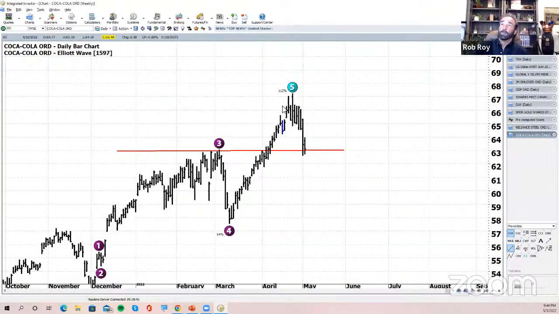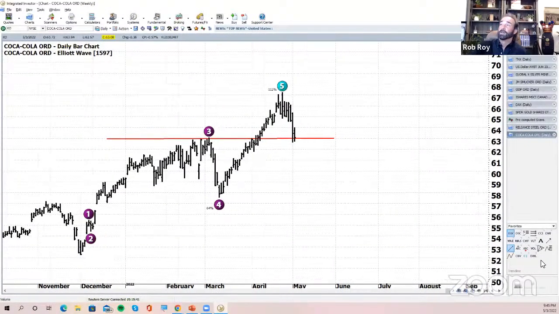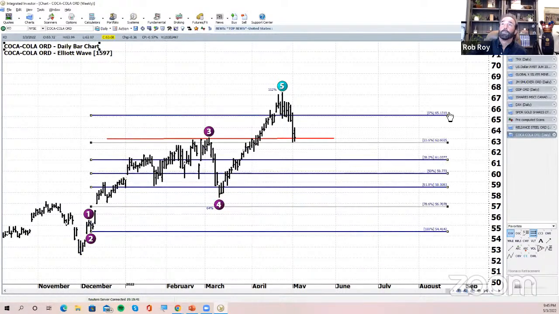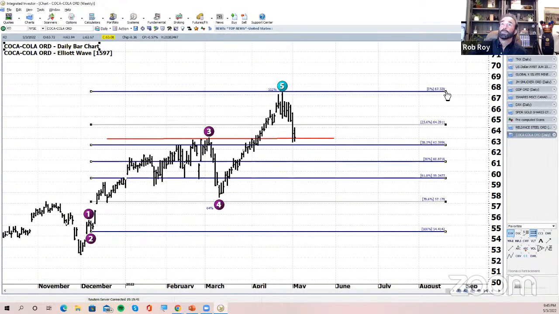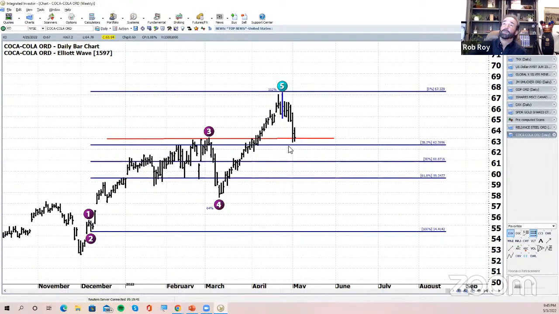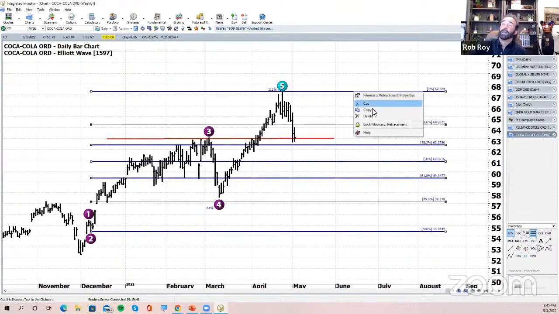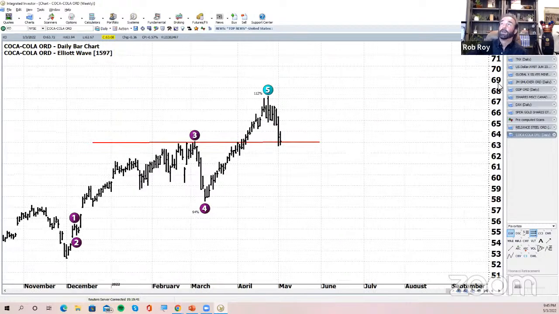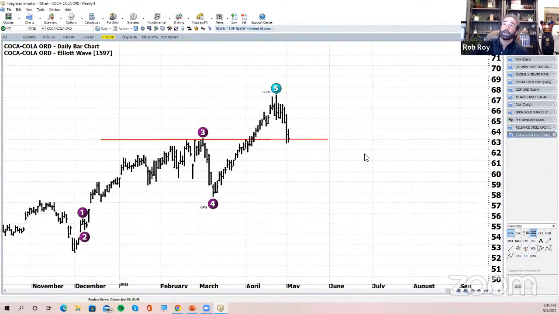But normally, when you have an extension, you come back and test the previous level, the previous fib level, before you move higher there. So let's go ahead and put this on. And we're pretty close to that, the 38.2% fib level here. So we're kind of right there where the wave 3 is. So testing that level before moving on to the next level is something that happens quite often. So we'll see if that plays out in Coke. But if it breaks this, then you've got a problem.